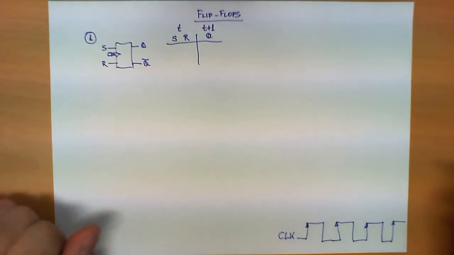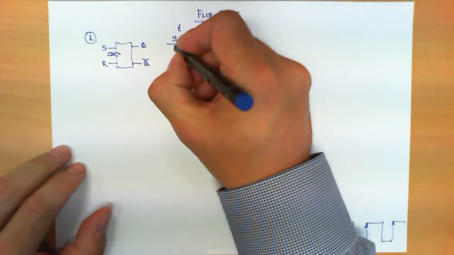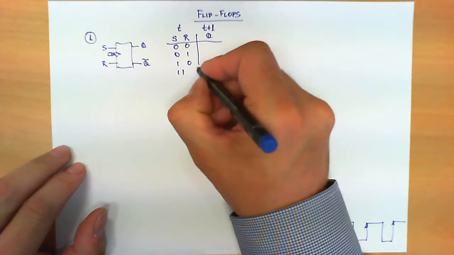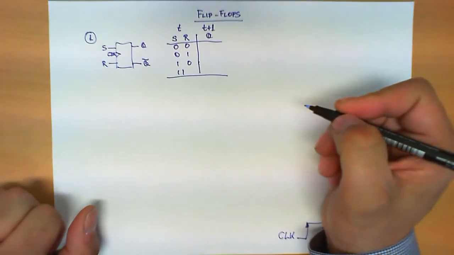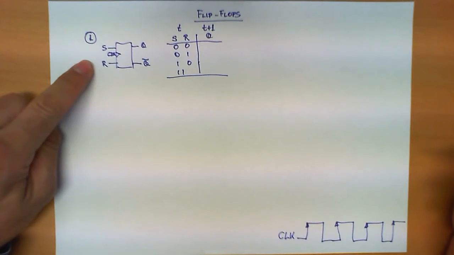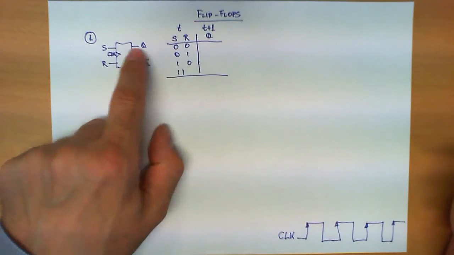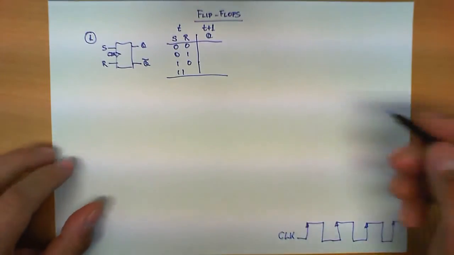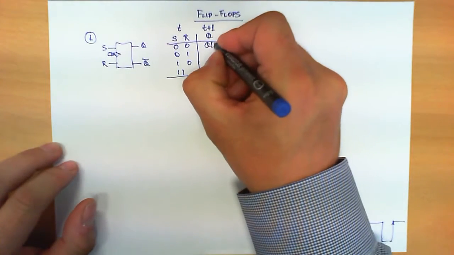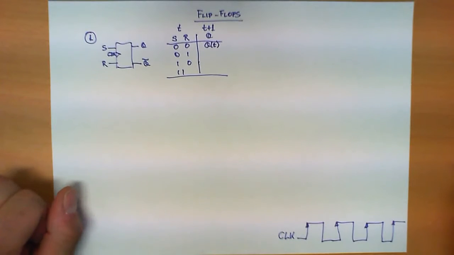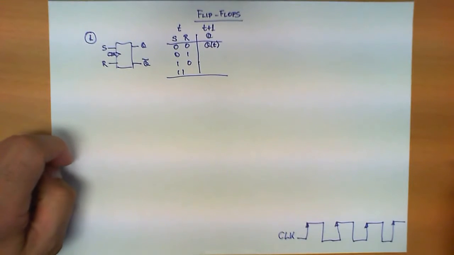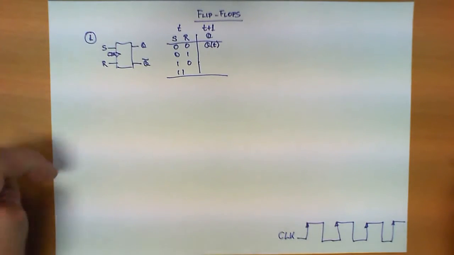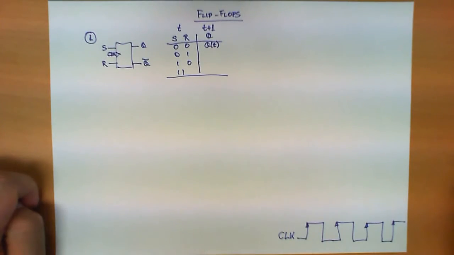clock has one of these raising edges. So we have 4 possible combinations: 0, 0, 0, 1, 1, 0, and 1, 1. And the behavior of this circuit is such that when S and R are 0 and the clock makes one of these transitions, then Q will remain exactly as the value that it had before. In other words, when S and R are 0, the clock transition creates no transition in the output. The output maintain, or both outputs maintain their values.